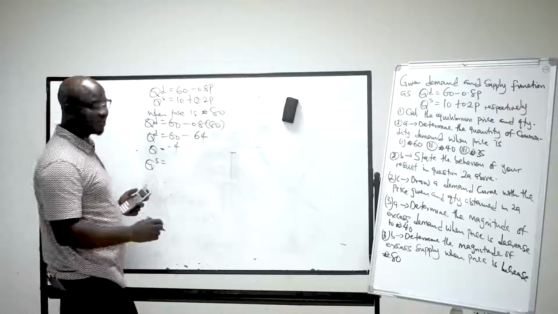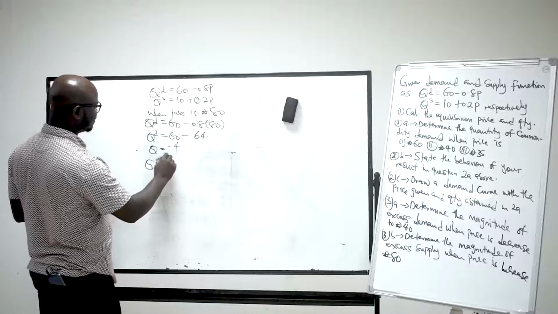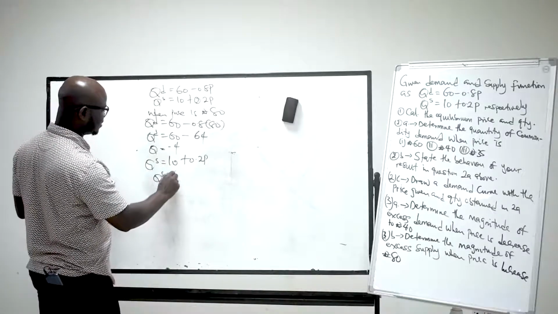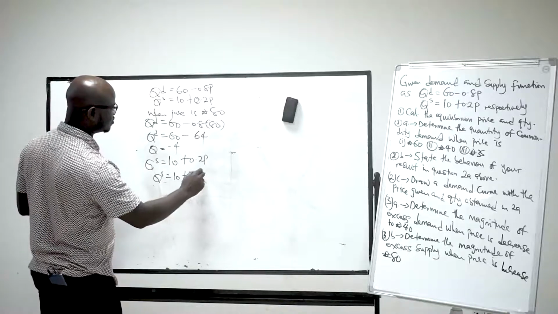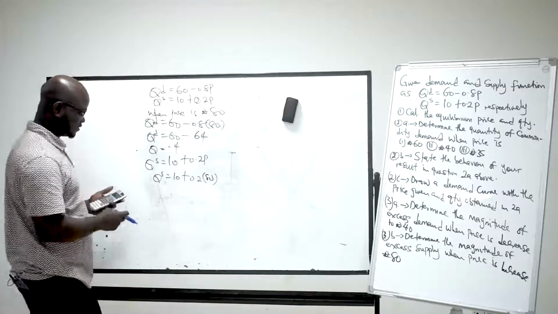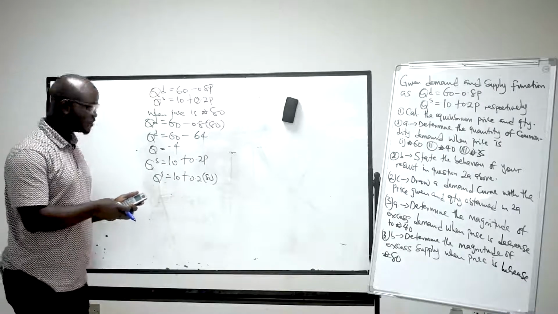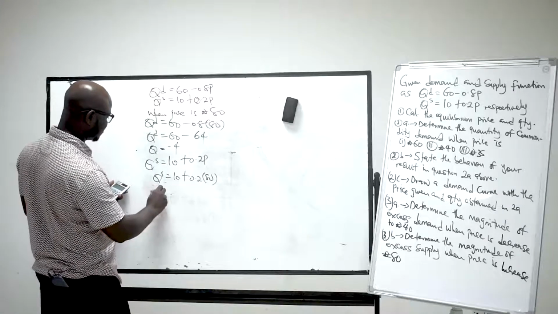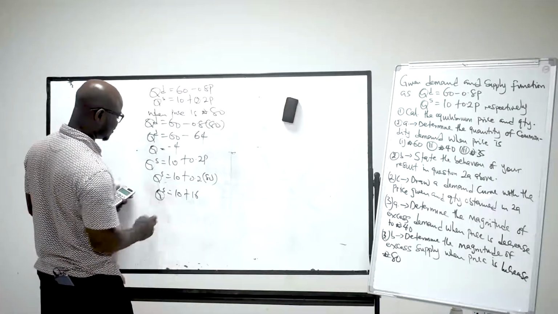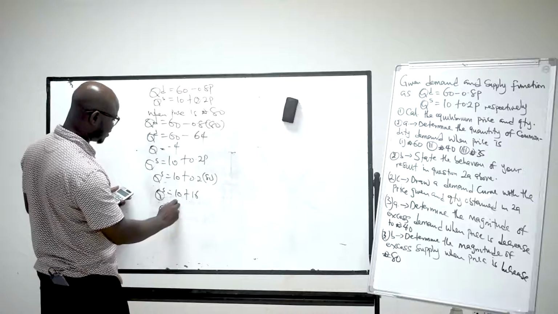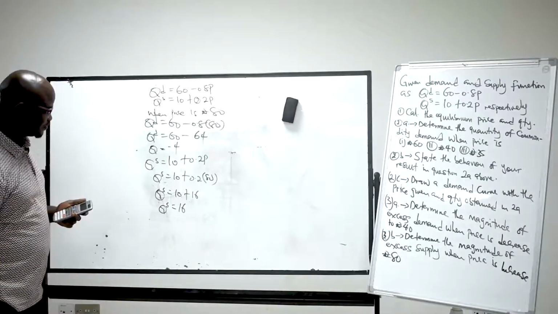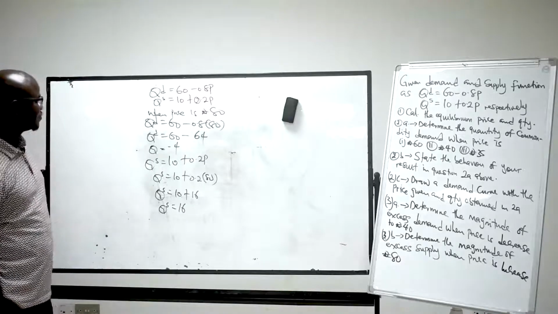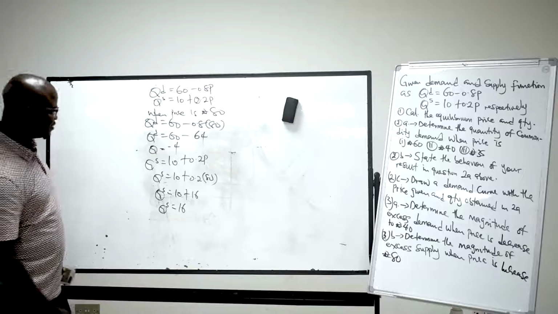Minus 4, right? Okay, then for the quantity supplied, we have QS equals 10 plus 0.2 times 80. So 0.2 times 80 is 16, and QS will be 10 plus 16. So the quantity to be supplied will be 16 when the price increases to 80. So let's also analyze this.